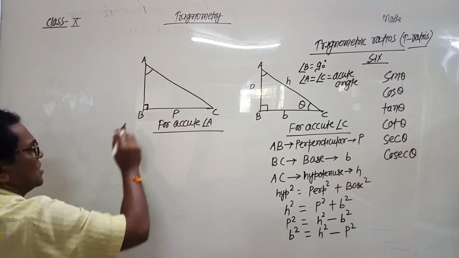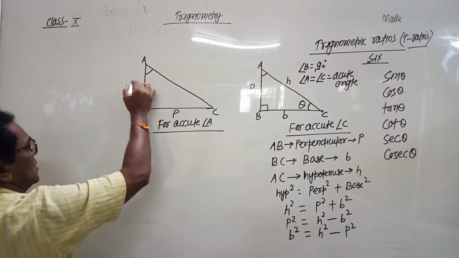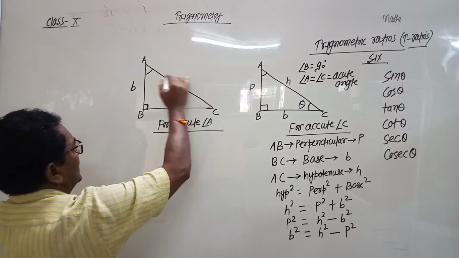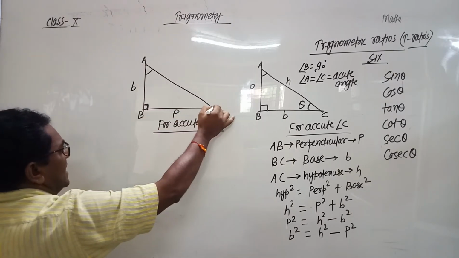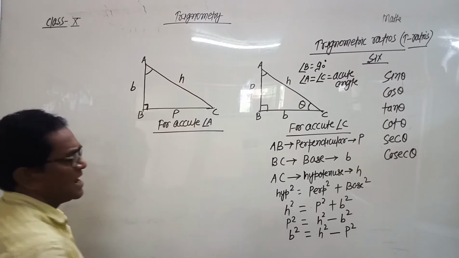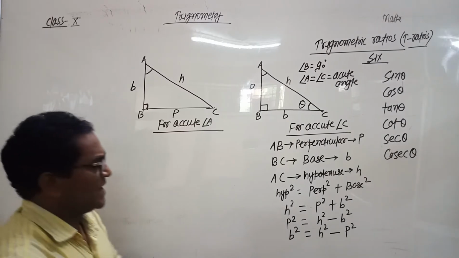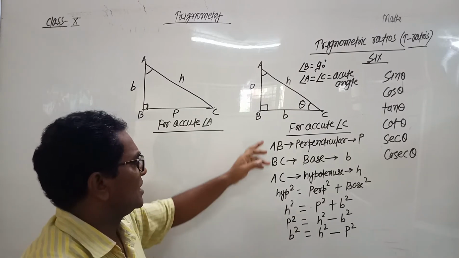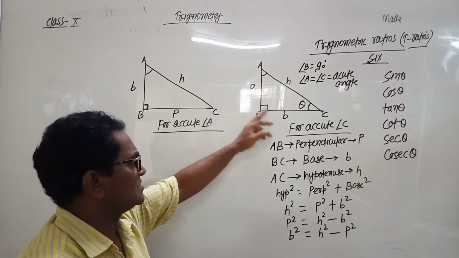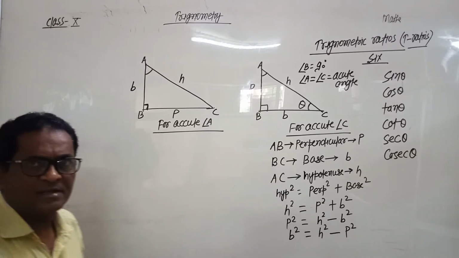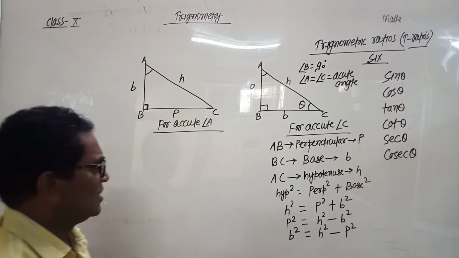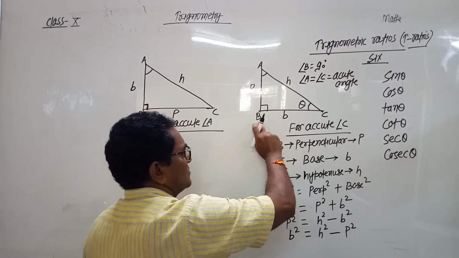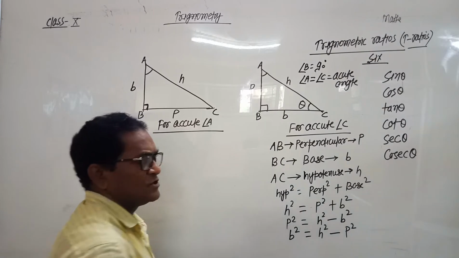BC is based on AB. So AB is called base, represented by B, and the line joining the base and perpendicular is called hypotenuse. So when the acute angle changes, the perpendicular and base interchange their positions. When we are talking about acute angle C, then base was BC and perpendicular was AB.